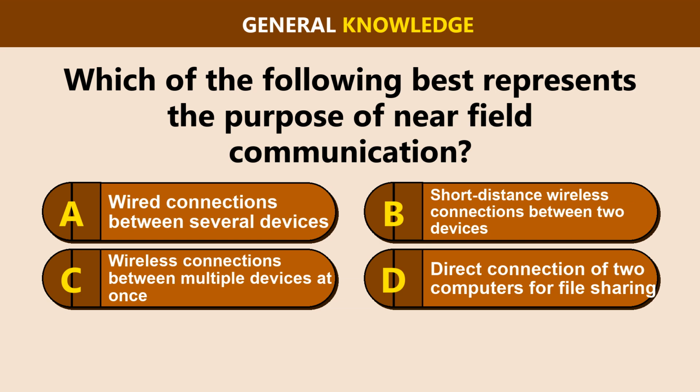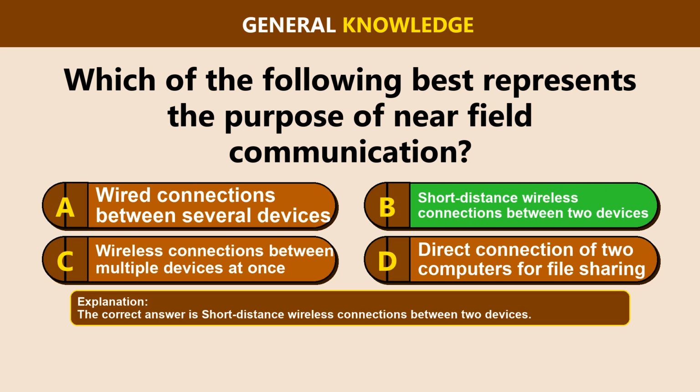Question 7. Which of the following best represents the purpose of near-field communication? Option A, wired connections between several devices. Option B, short-distance wireless connections between two devices. Option C, wireless connections between multiple devices at once. Option D, direct connection of two computers for file sharing. The correct answer is option B, short-distance wireless connections between two devices.